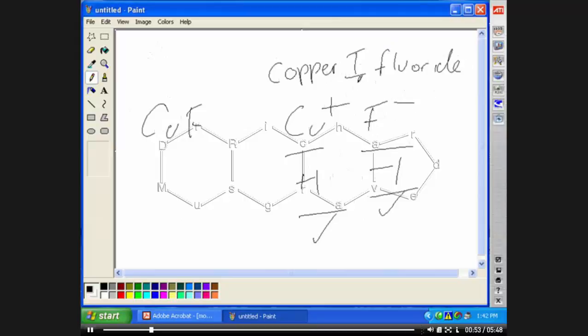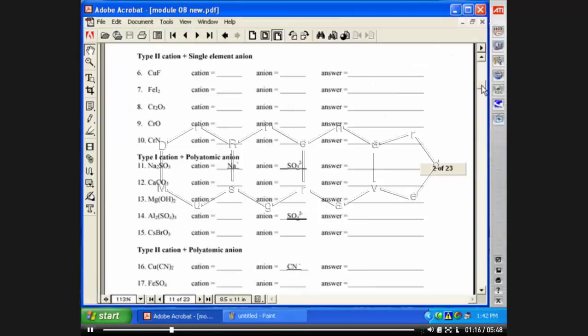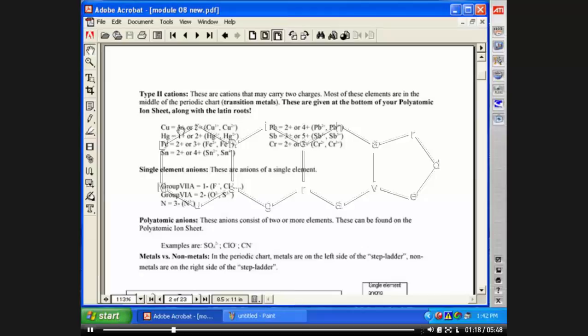Alright, so why did I put the 1 in here? I put the 1 in here because copper is a type 2 cation, which means that it can have more than one possible charge. So I put the 1 in here to indicate that the charge here is 1 plus. How do I know if it's a type 2 cation? Well, I take a look at page 2, and those are all listed here. As you can see, copper could be 1 plus or 2 plus, and it's important to include in the name whether it's going to be 1 or 2.